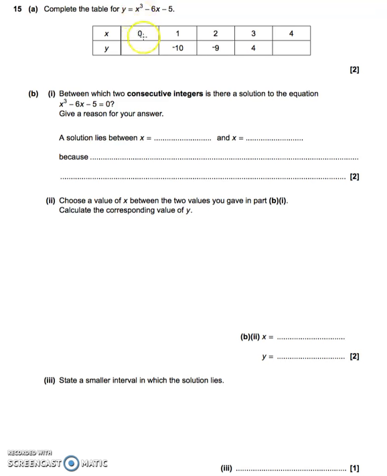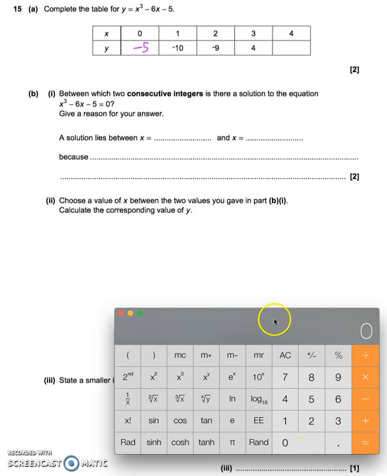So 0 cubed is 0, minus 6 times 0 is 0, so y equals minus 5. Do that without the calculator. You might want to use your calculator for the next one. So bring that calculator in and we're going to do 4 cubed, or 4 times 4 times 4.